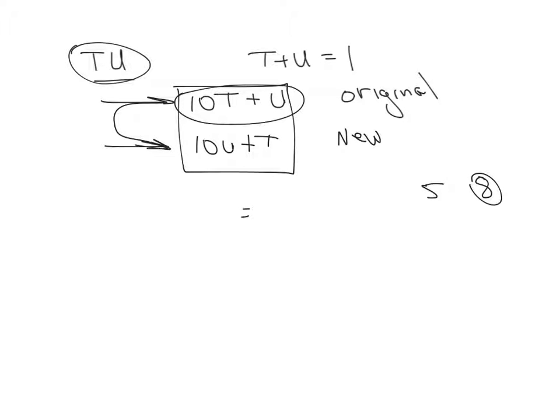This one is 3 greater. So if I add 3 here, now they're equal, right? So however many it's greater, I add that number to the other side in order to make them equal. So my original number then would be 10t plus u plus 27, because it's 27 less than the new one, so in order to make it equal I had to add 27, right? So there is my equation.